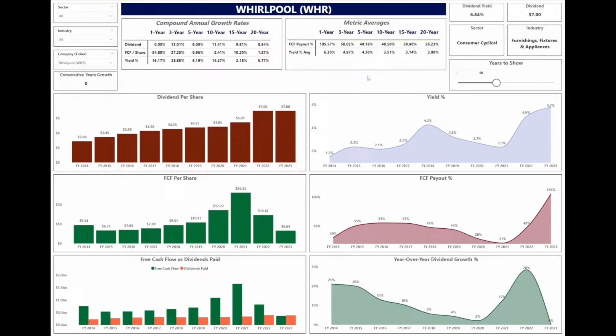So let's take a look at some businesses that fit one or more of these red flags. That way, we can avoid these dividend traps and invest our hard-earned money wisely. The first company on our list today is Whirlpool, ticker WHR.